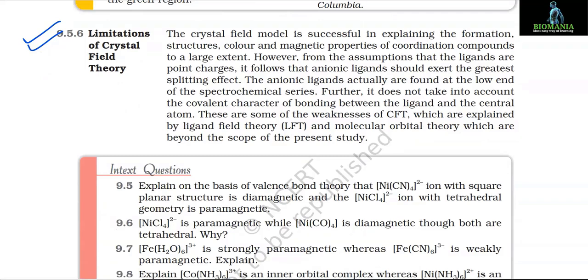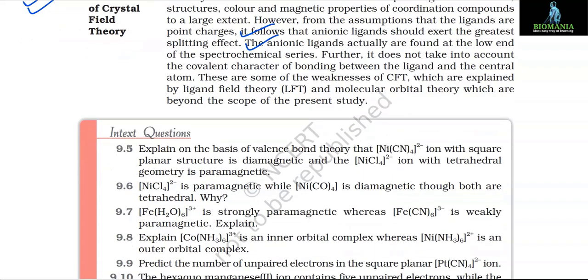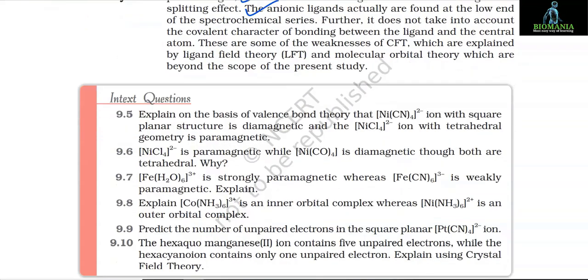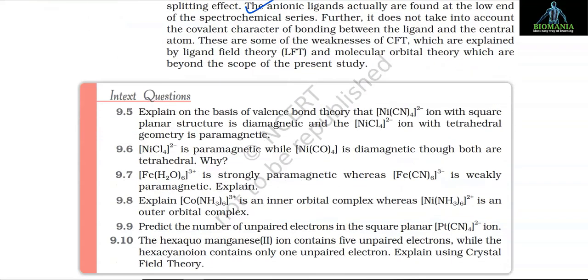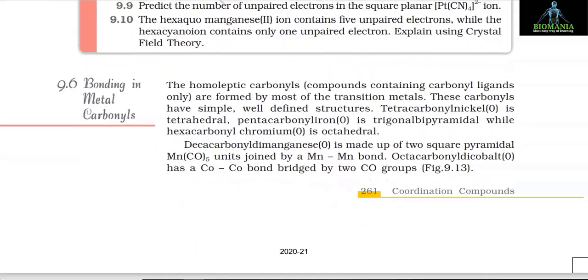9.5.6 Limitations of crystal field theory. The crystal field model is successful in explaining the formation, structures, color and magnetic properties of coordination compounds to a large extent. However, from the assumption that the ligands are point charges, it follows that anionic ligands should exert the greatest splitting effect. The anionic ligands actually are found at the low end of the spectrochemical series. Further, it does not take into account the covalent character of bonding between the ligand and the central atom. These are some of the weaknesses of CFT, which are explained by ligand field theory and molecular orbital theory, which are beyond the scope of the present study.